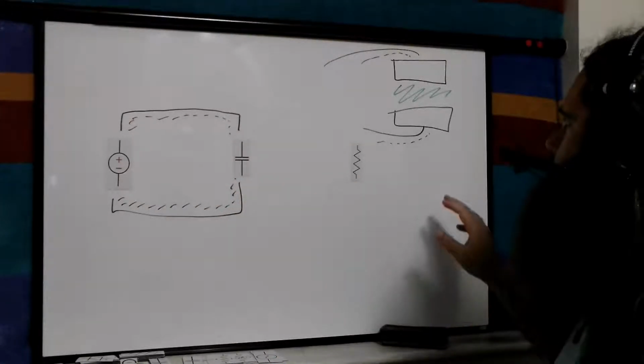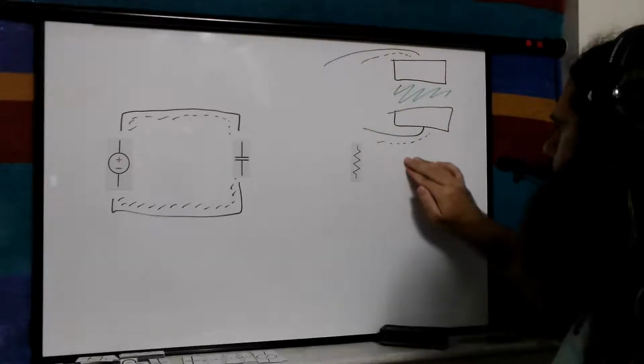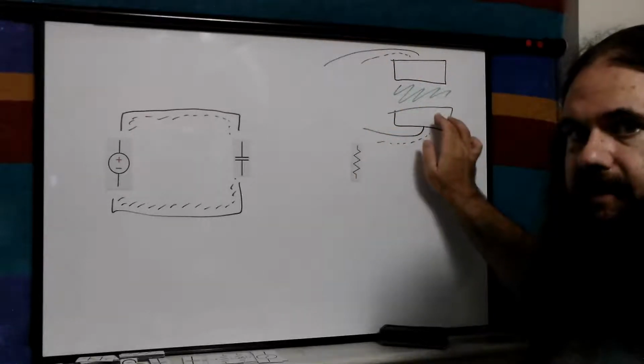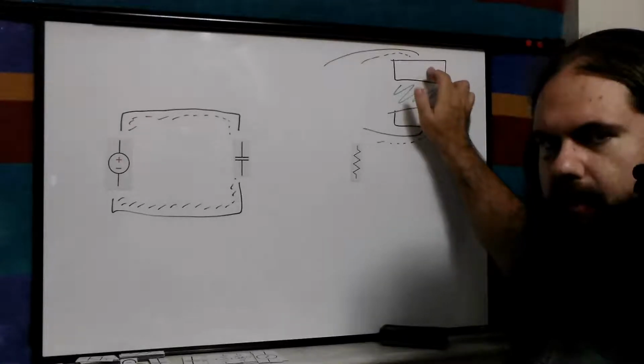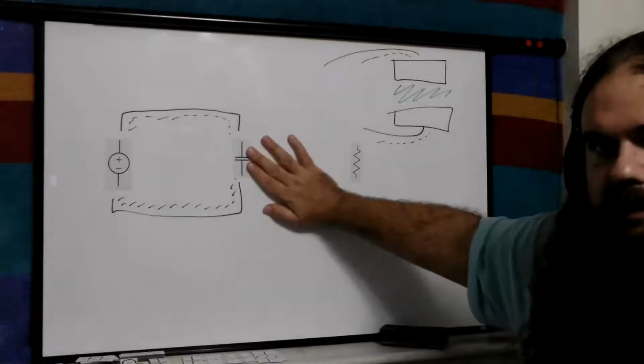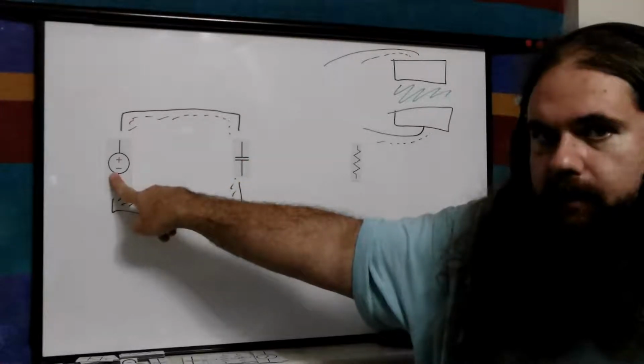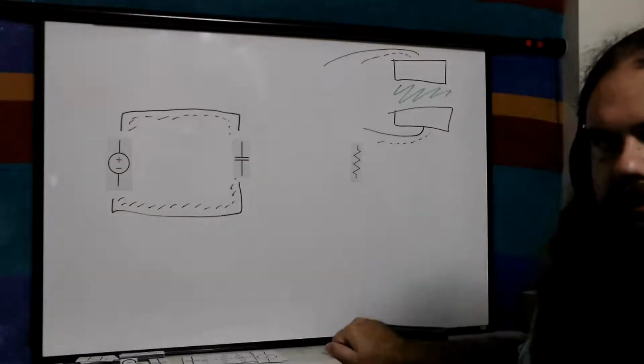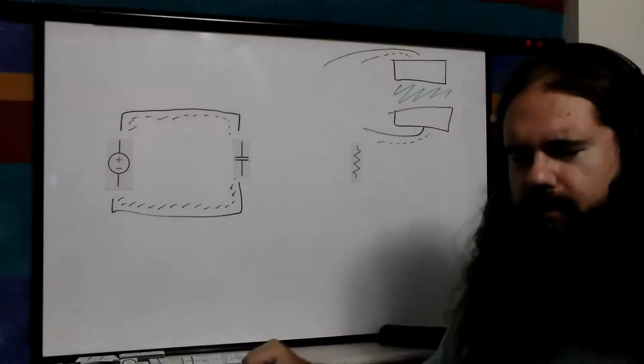So what happens is this thing charges. Electrons get pushed into this end and stay there. Electrons get pushed out of this end and stay out. All right? And then once the capacitor reaches the same voltage as this, nothing happens anymore. In fact, it happens more slowly as you go on.